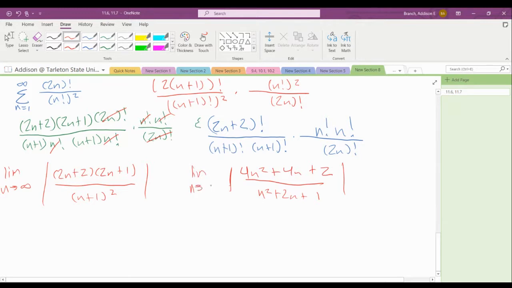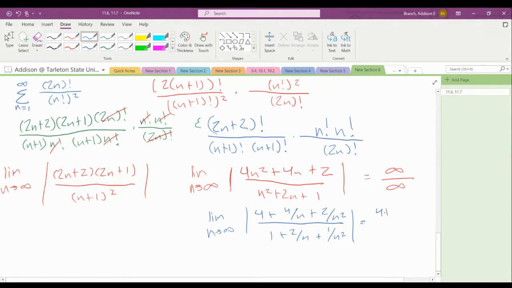So we can take our limit as n approaches infinity. Of course, from here we get infinity over infinity. We can divide by n squared to get 4 plus 4 over n plus 2 over n squared, over 1 plus 2 over n plus 1 over n squared. So therefore, we're going to get 4 plus 0 over 1 plus 0 plus 0. So our final limit is going to be 4. And we know, of course, that's greater than 1. So therefore, we can say that this series is going to be divergent.